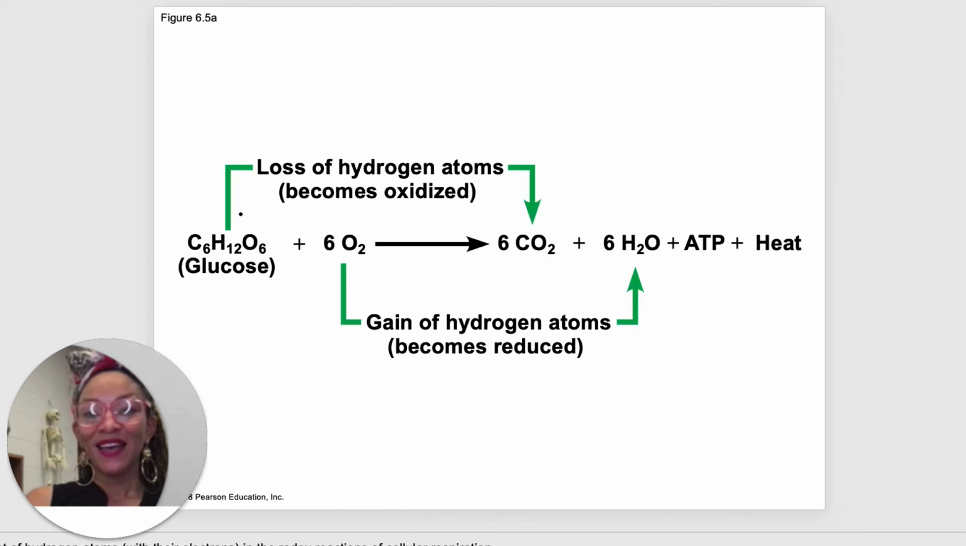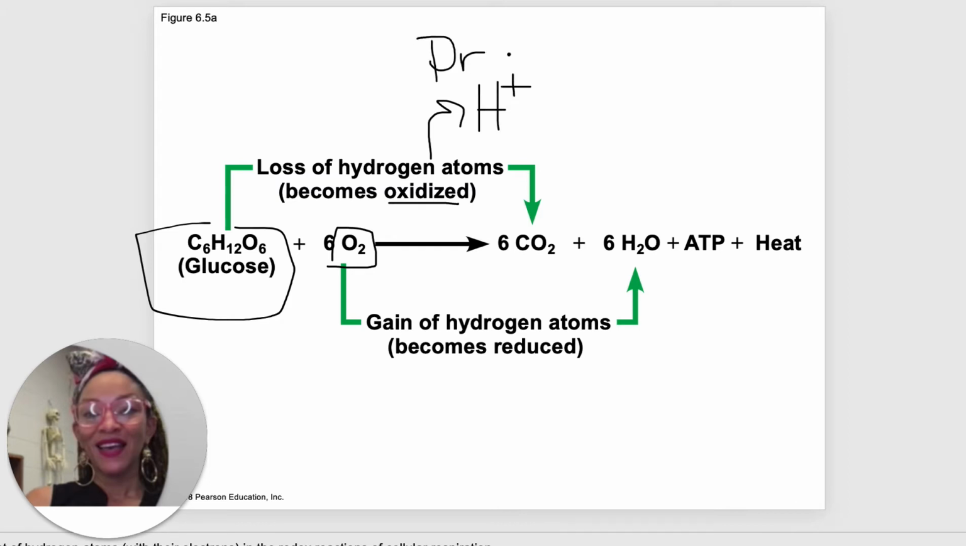Okay, so for example, looking at this, here's our glucose again, here's our oxygen. Glucose is oxidized, which means it's going to lose hydrogen atoms. Anytime you see this written as H+, we can either say hydrogen or a proton. Same thing, okay? And then oxygen right here is going to be reduced, which means it's going to gain hydrogen atoms. You see that gain of that H right here, 2 of those hydrogens, and also same thing as electrons, okay?